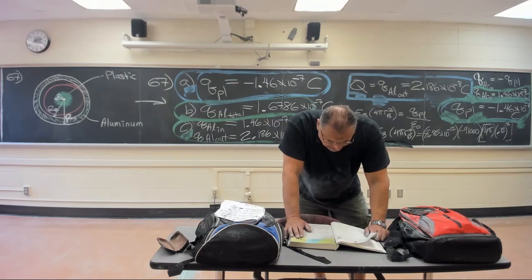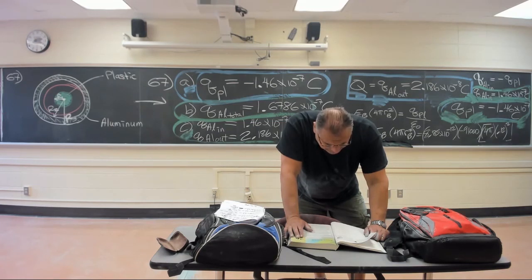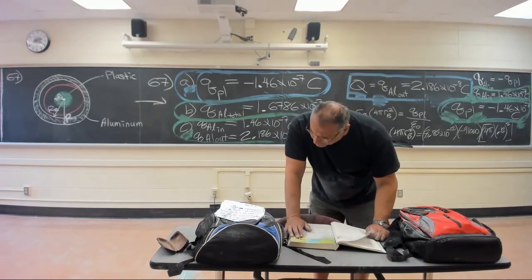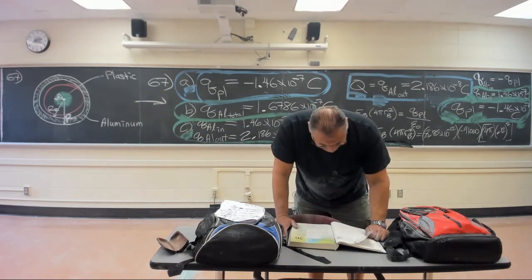For problem number 78, the charge density within a spherically symmetric charge distribution is given by rho equals c over r squared, where r is the radial distance from the center of the distribution and c is a positive constant. What is the electric field as a function of radial distance within this charge distribution?